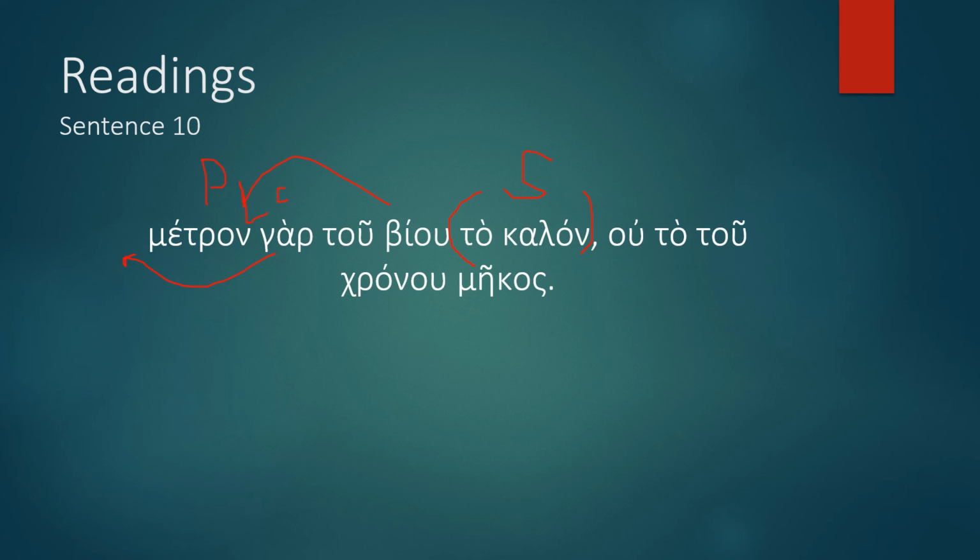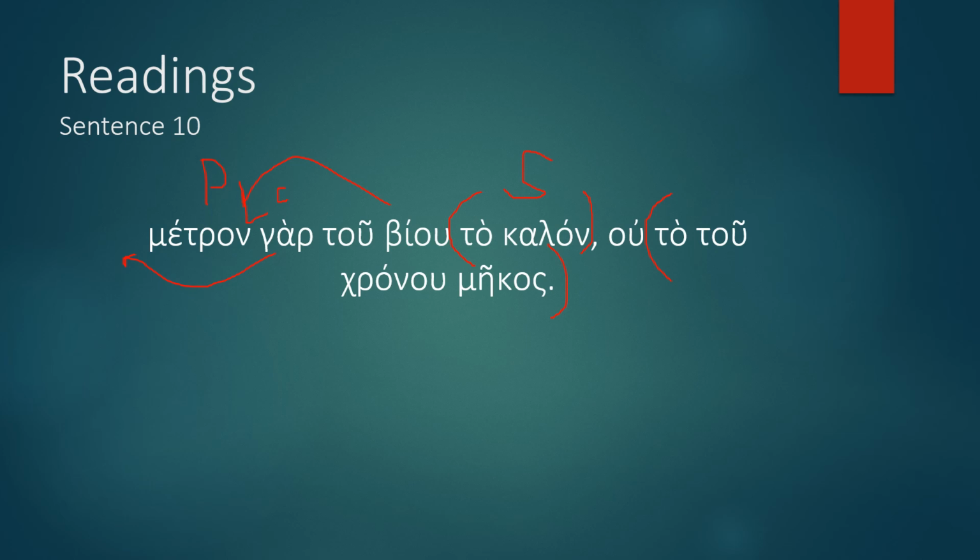to tu chronu mekos. We have a larger thing going on here. To cannot be genitive. It is either nominative or accusative, neuter, singular. Tu chronu is genitive singular masculine. So either that thing of time, or we need to find a neuter noun, and that is mekos. The gloss tells you this is neuter.